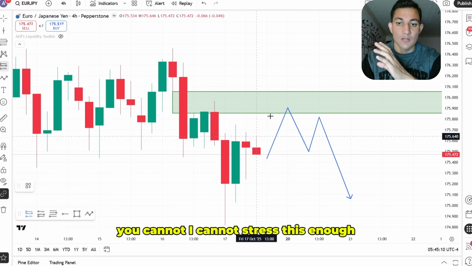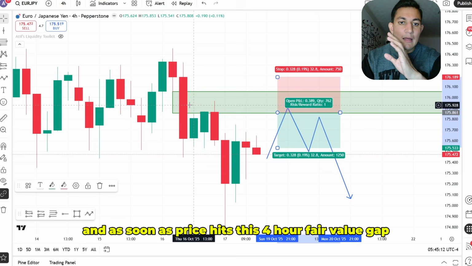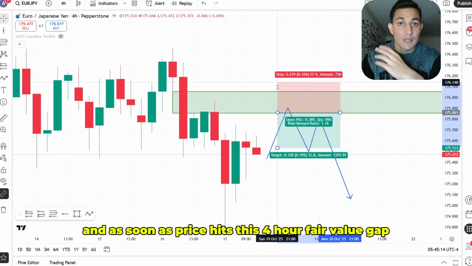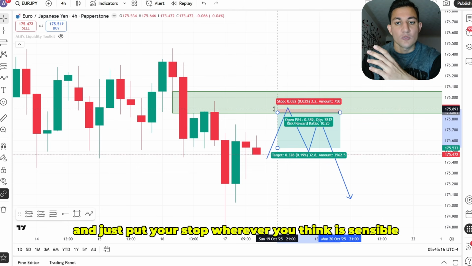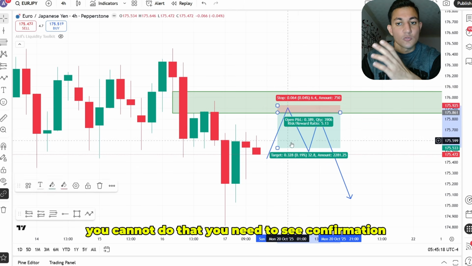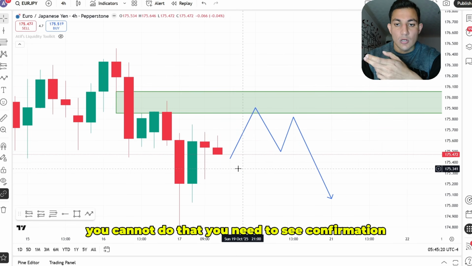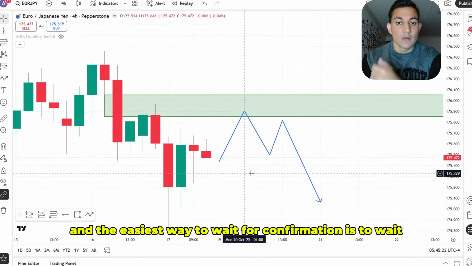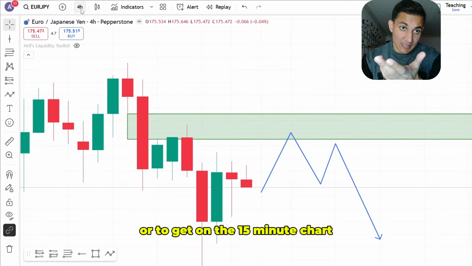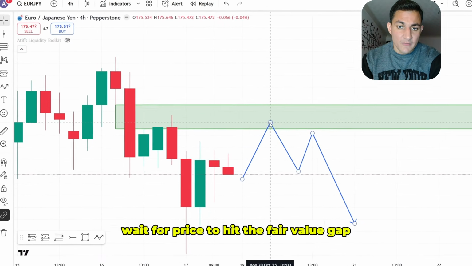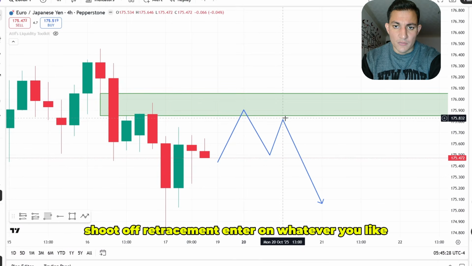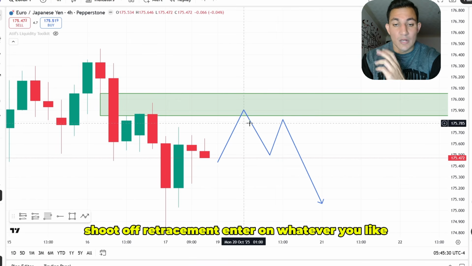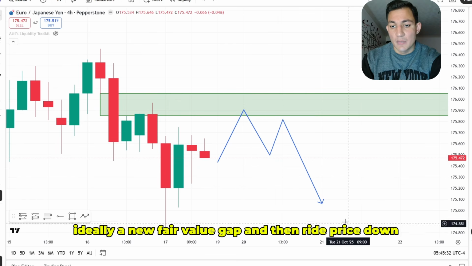I cannot stress it enough, you cannot just randomly start buying as soon as price hits this 4 hour fair value gap on the 15 minute chart and just put your stop wherever you think is sensible. You cannot do that. You need to see confirmation, and the easiest way to wait for confirmation is to get on the 15 minute chart, wait for price to hit the fair value gap, shoot off, retracement, enter on whatever you like, ideally a new fair value gap, and then ride price down.